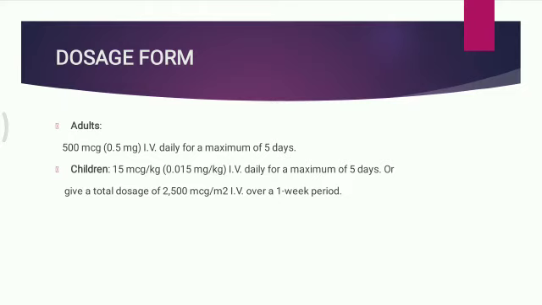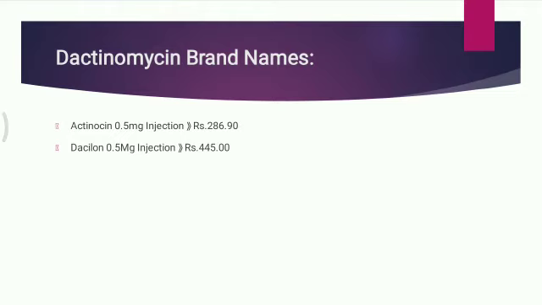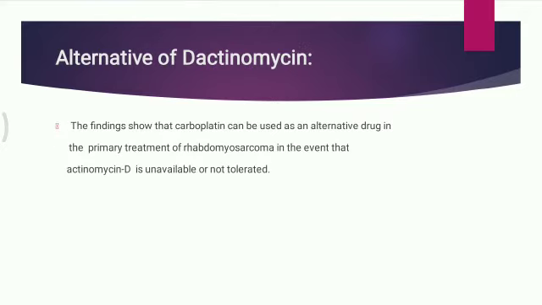Dosage of dactinomycin in adults is 500 mcg or 0.5 mg intravenous daily for a maximum of 5 days, and in children 15 microgram per kilogram or 0.015 mg per kg intravenous daily for a maximum of 5 days is given. Dactinomycin brand names available are Actinomycin 0.5 mg injection and Decilone 0.5 mg injection.